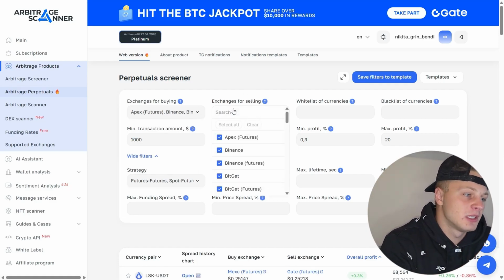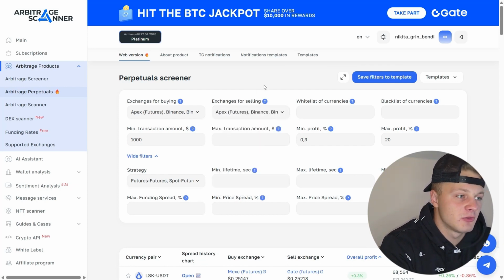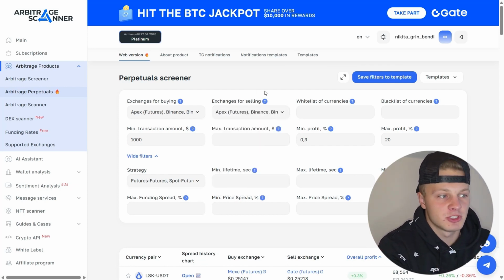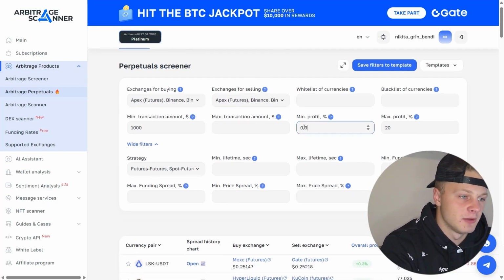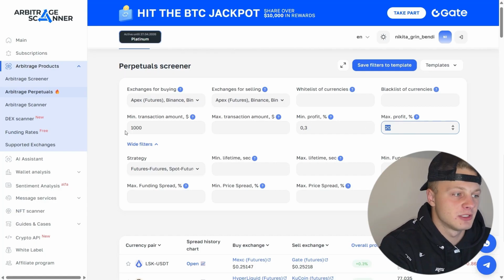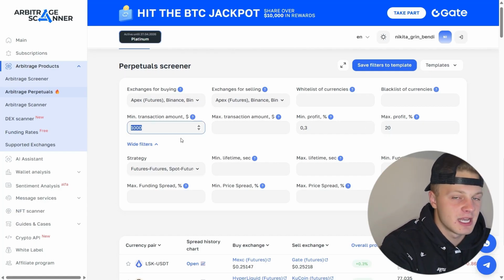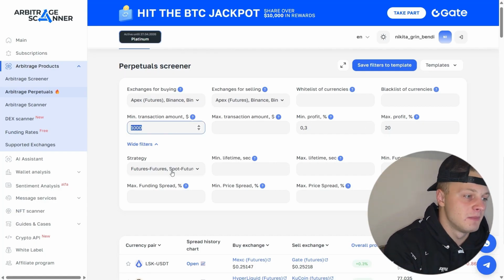Next, you can set up all the exchanges however you want, and then you'll be transferring your deposit accordingly. So, if you see a spread somewhere, you transfer money to that exchange, enter the trade, and then lock in your profit. Minimum profit, maximum profit, these are the settings I'll leave as is, as well as the transaction amount, meaning the amount you're willing to trade with. You can choose a strategy.